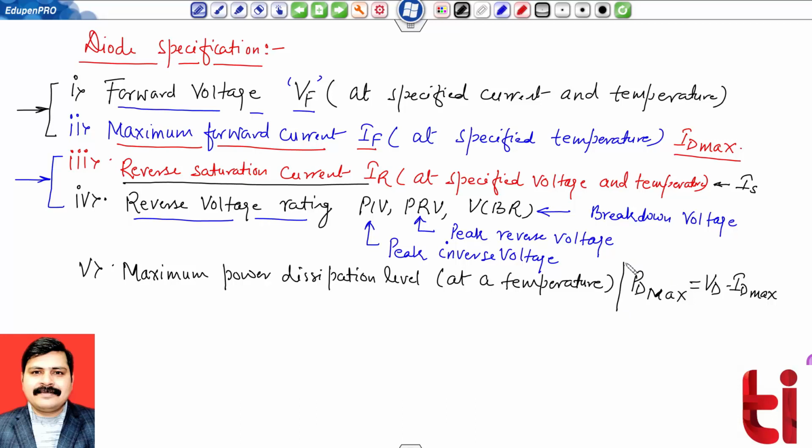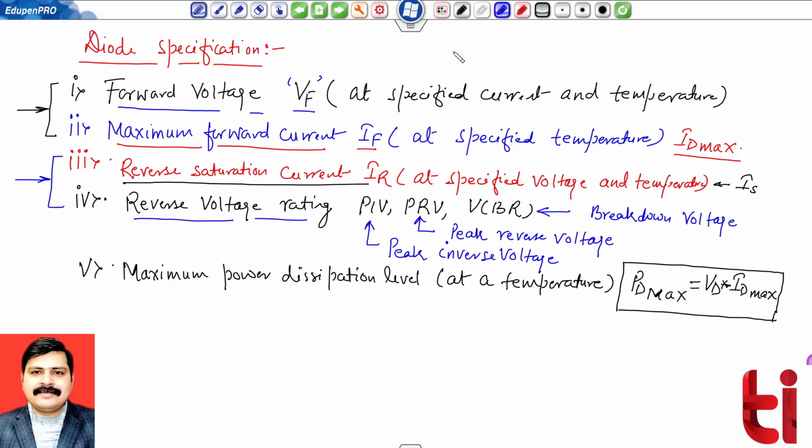As in most situations, the value of VD is fixed. It will depend upon the type of material. So depending upon how much current can be handled by the diode will be directly related to the maximum power dissipation factor.